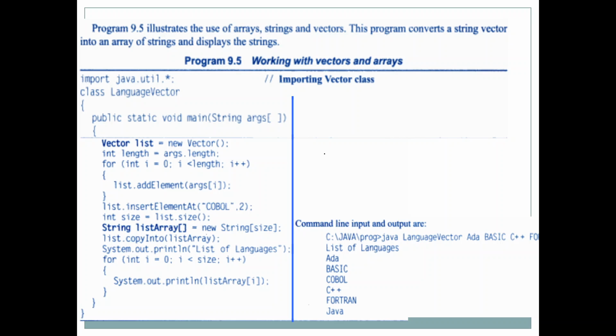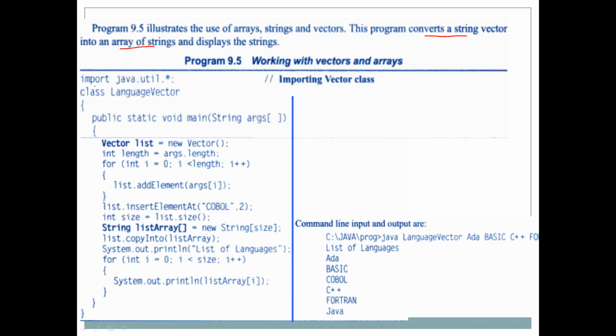Okay, let us see one example program here. This program illustrates the use of array, string and vector. This program converts a string vector into an array of strings as well and displays the strings. So let us look at one simple program to understand working with vectors and arrays.